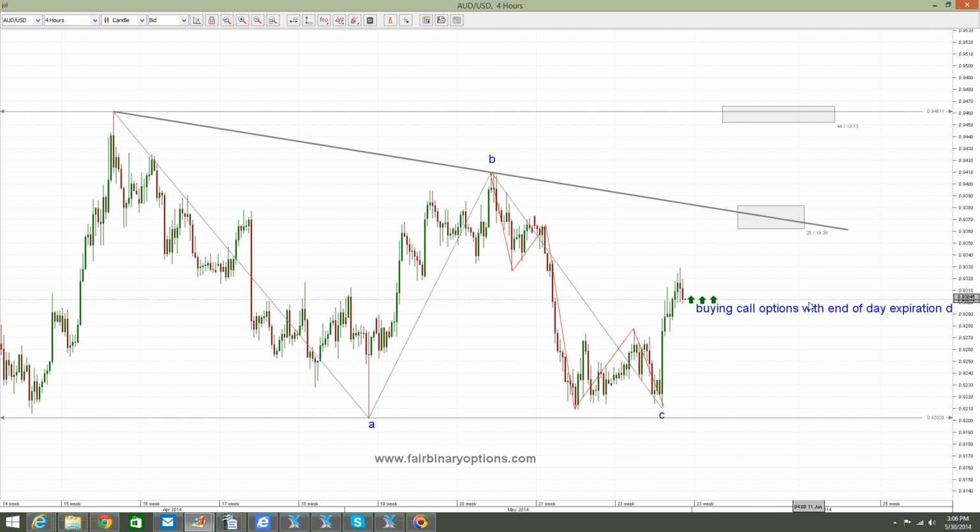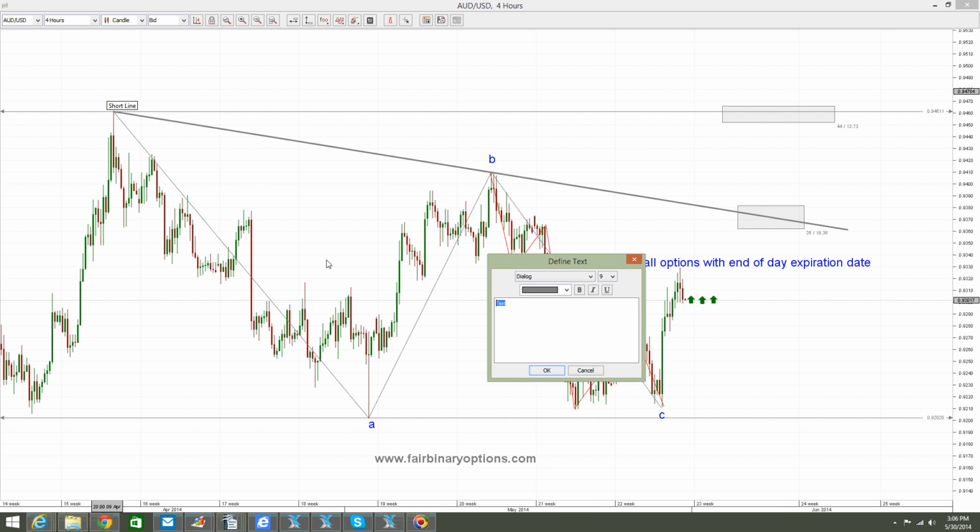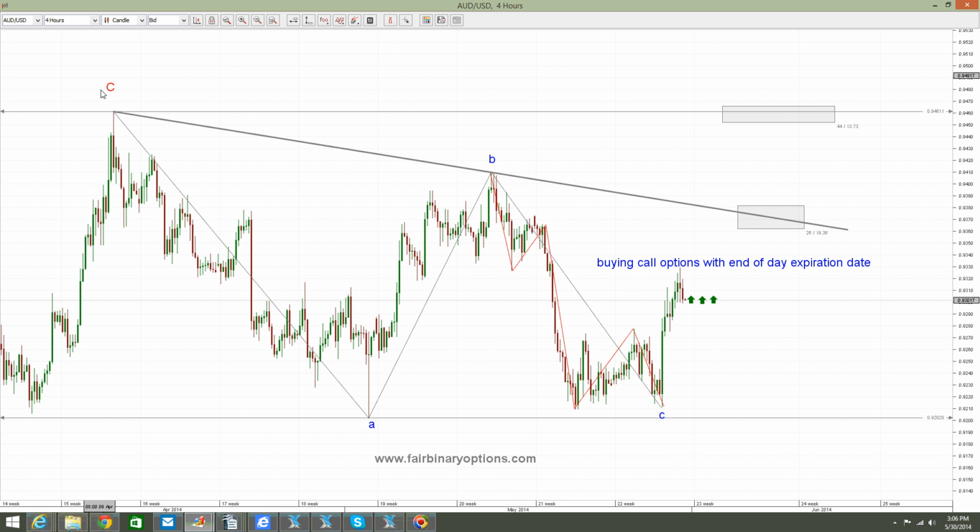What does it mean to be completed? It means that the move that ended here should be of a bigger degree. I would say there is only a C wave part of an ABC to the upside, but of a bigger degree. Let's make it a different color and make it a big wave, something like this. And the move to the downside, if it stays as it is, is just an X wave.